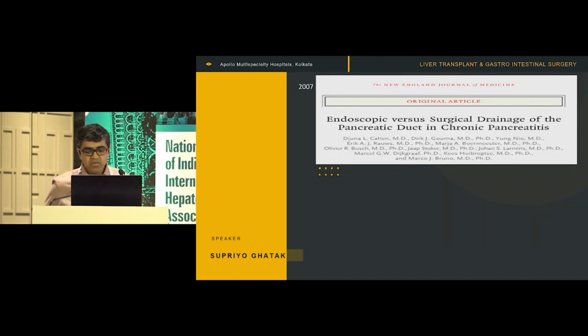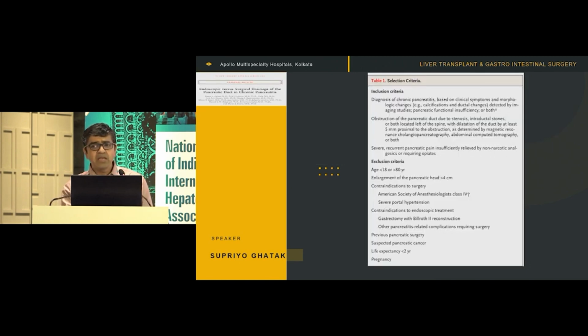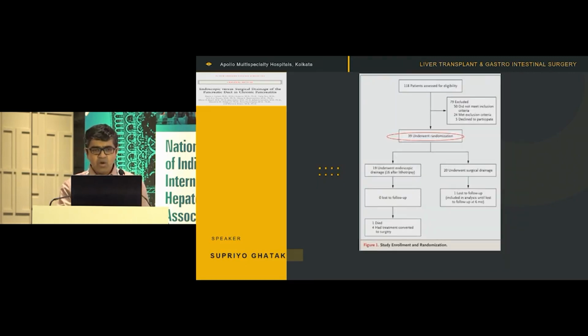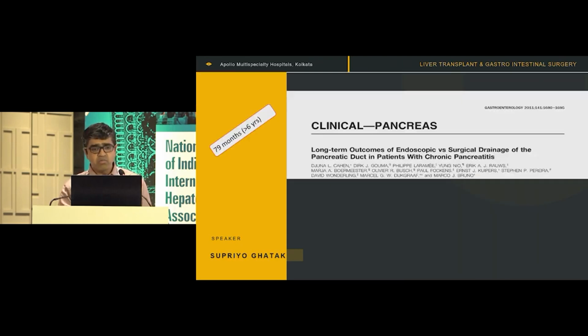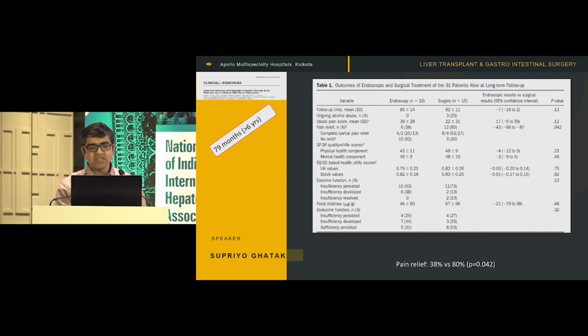This came out in NEJM in 2007. They included only dilated duct patients, no bulky head. And they included ESWL. A small number of patients were randomized, but the pain relief was significantly better in the surgical group, and this is at 2 years of follow-up. The number of procedures was definitely less in the surgical group, and technical success was also more in the surgical group. Now, they came up with a longer follow-up, more than 6 years, of the same group, and the pain relief was 38% versus 80%.